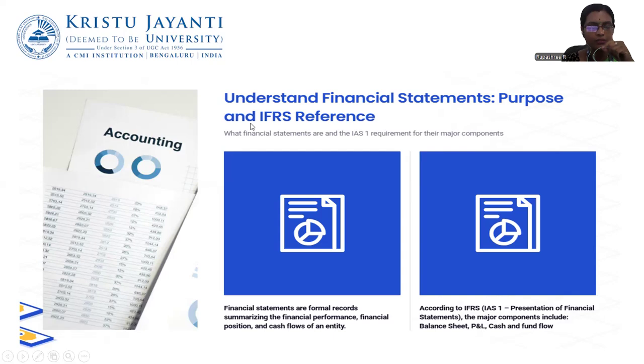So financial statements generally are formal records that help you summarize the financial performance, financial position, and the cash flow of an entity. Now, according to IFRS, IAS 1 says that for the presentation of financial statements, the major components include the balance sheet, P&L, cash flow, fund flow, and the statement of changes in equity.